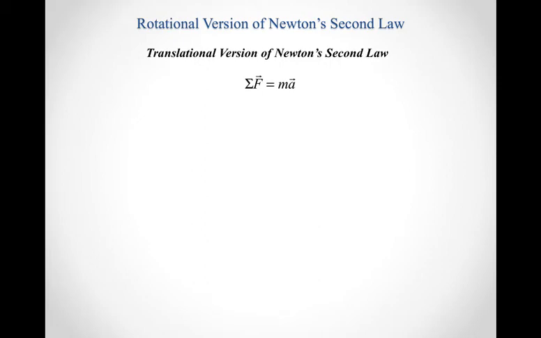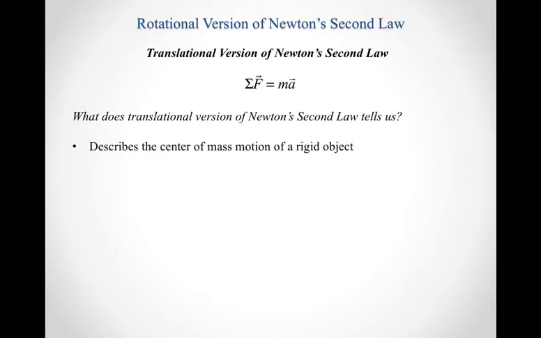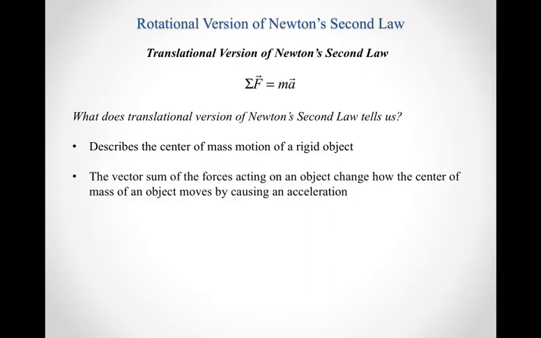The equation that we've dealt with up until now, we're going to reframe as the translational version of Newton's second law. So we're still going to have F net equals ma. It's just we want to be clear about what this translational version of Newton's second law is telling us when we have extended objects. So the first thing is it describes the center of mass motion of a rigid object. Second is it tells us how the vector sum of the forces acting on the object change how the center of mass of an object moves by causing the center of mass to accelerate.